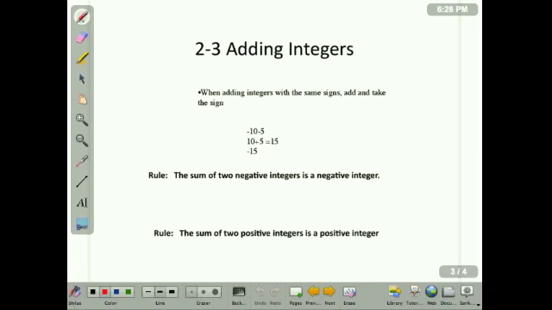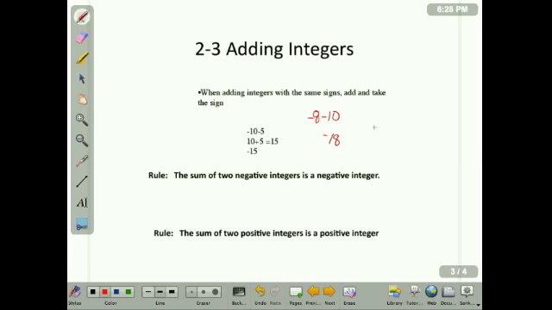Now, when adding integers with the same signs, just think adding. So, as an example, negative 8 minus 10. The signs are the same, so in my head, I'm going to think, what's 8 plus 10? It's 18, and there's a negative sign in front of it.